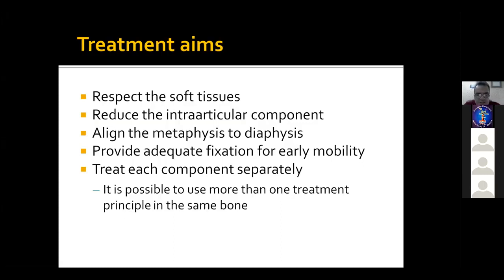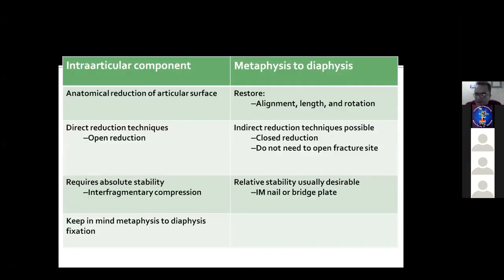In such injuries, when we have an articular and an extraarticular component, it is possible to use more than one treatment principle in the same bone. If we have more than one component, an intraarticular and extraarticular component, we should know that the articular component requires an anatomical reduction of the articular surface. This anatomical reduction requires direct reduction techniques, which means an open reduction. And this articular component requires absolute stability, which means interfragmentary compression.